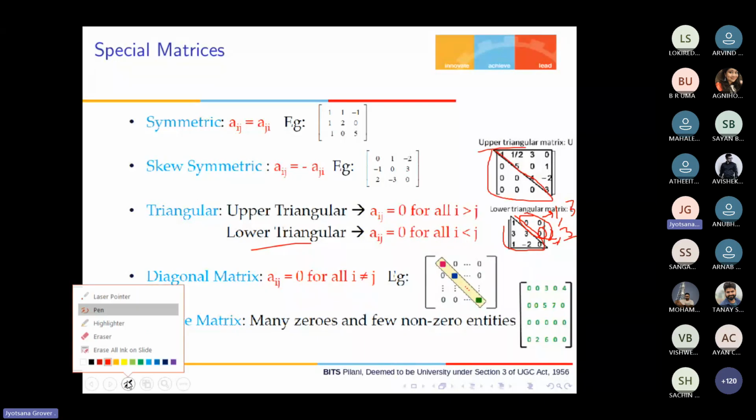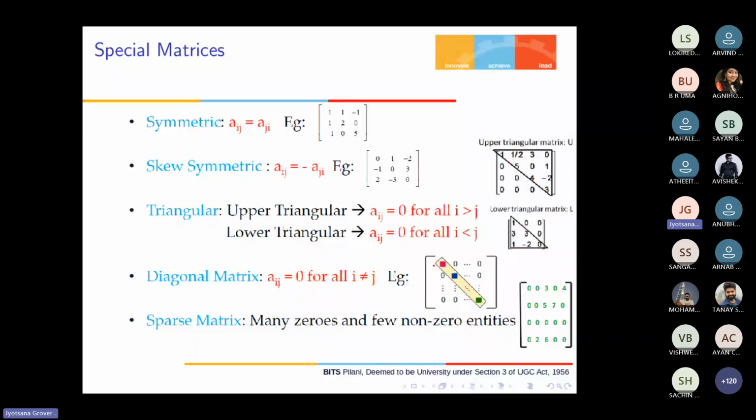And diagonal matrix is this. The entries above the diagonal should be 0 and entries below the diagonal should be 0. This is diagonal. And comes the sparse matrix. A sparse matrix is any matrix having lots and lots of zeros. Now, why are they useful in machine learning? Sometimes we want fast computations and we want to be memory efficient. So zero entries will not be stored. And because of many zeros, computations will be very fast.